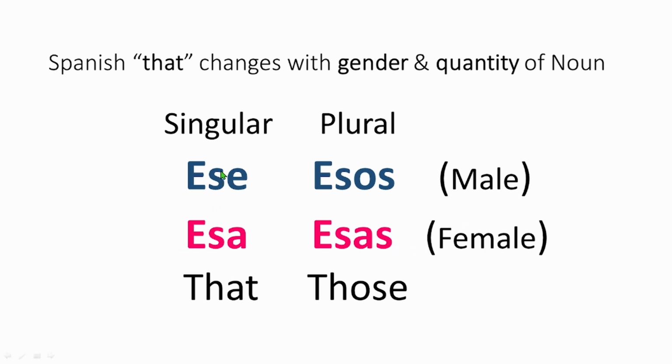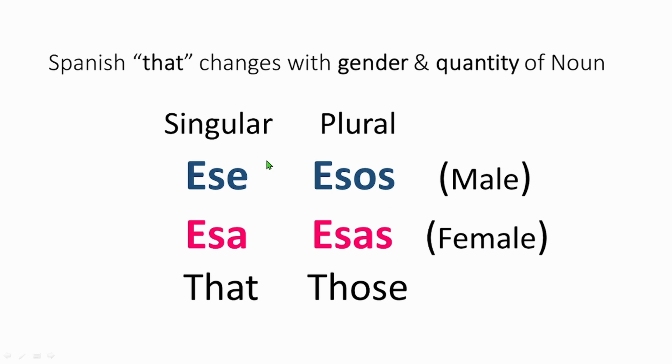Now here we're going to learn about "that." Again, that is similar. They have a double "that" in Spanish. And here we've got ese. Ese is that for the male, right? And esa is again that for the female, singular. And we have esos. Esos means those, the plural of that, and it's the male one. Esas is again those, the female one, right?